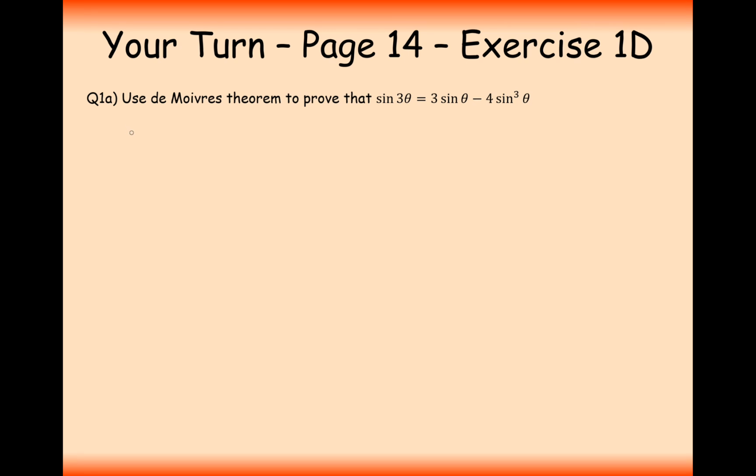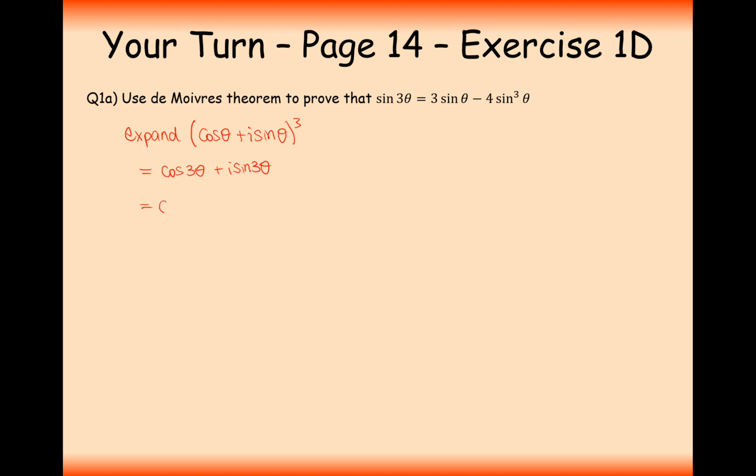Okay, so in this case what we're going to do is expand (cos theta + i sin theta)^3 in two different ways. The first way is going to be by de Moivre's theorem, so that would be cos 3 theta + i sin 3 theta. And the second way will be by binomial expansion.